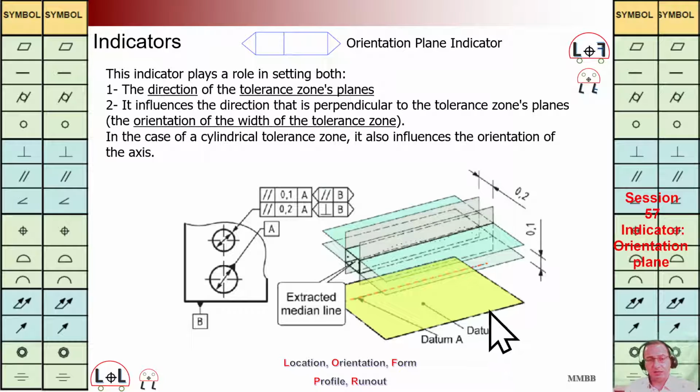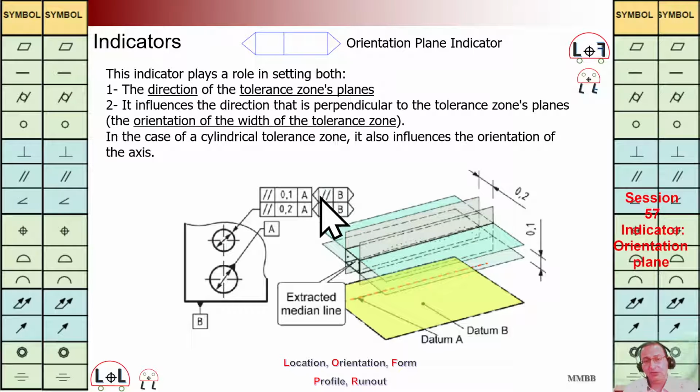If you see this figure, plane B is here, axis A is here, datum A is here. We should have two planes perpendicular to B with a distance of 0.2. It means these two gray planes that are parallel to B and perpendicular to A, perpendicular to B.